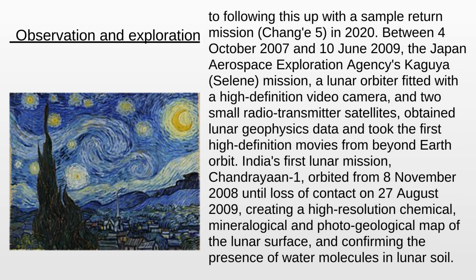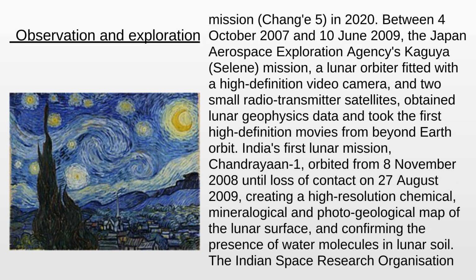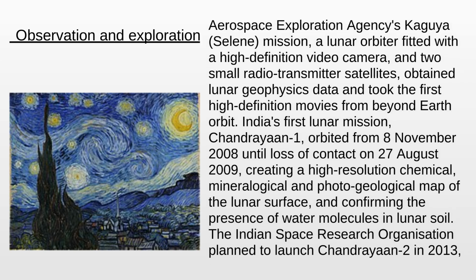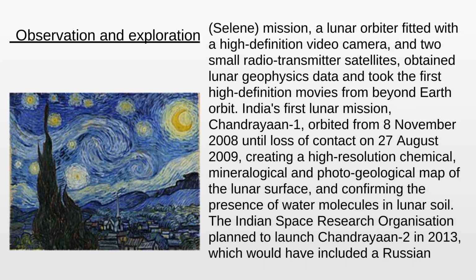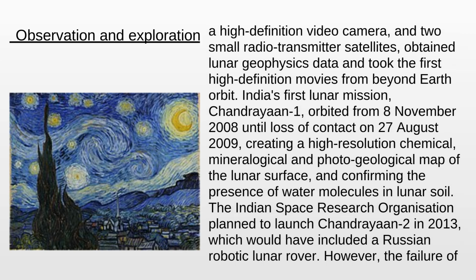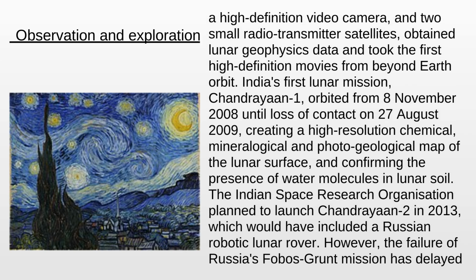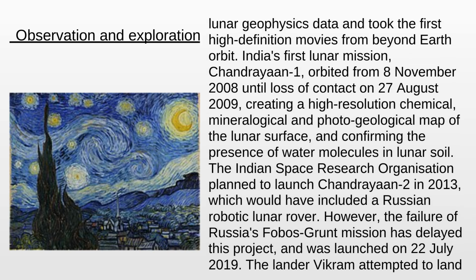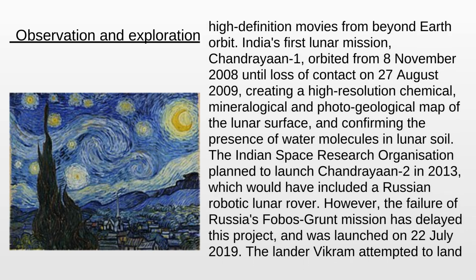Between October 4, 2007 and June 10, 2009, the Japan Aerospace Exploration Agency's Kaguya, SELENE, mission, a lunar orbiter fitted with a high-definition video camera, and 2 small radio transmitter satellites, obtained lunar geophysics data and took the first high-definition movies from beyond Earth orbit.